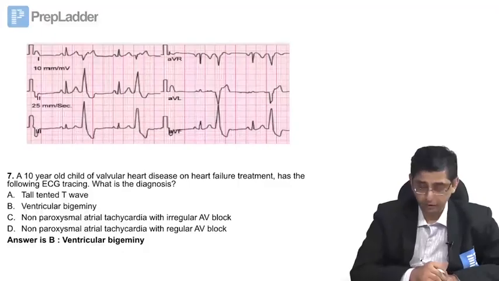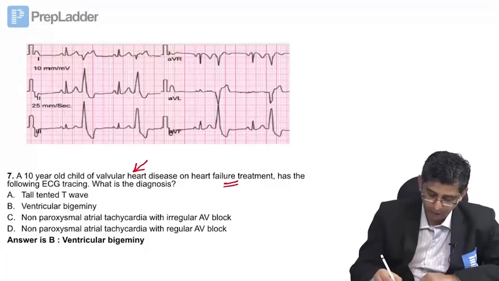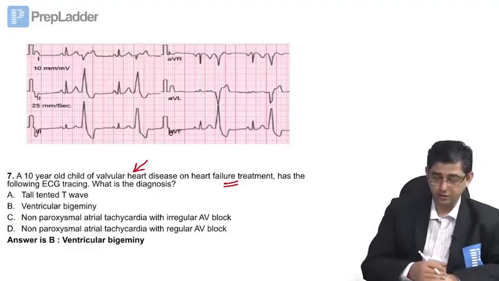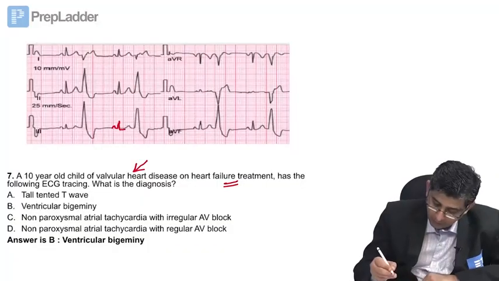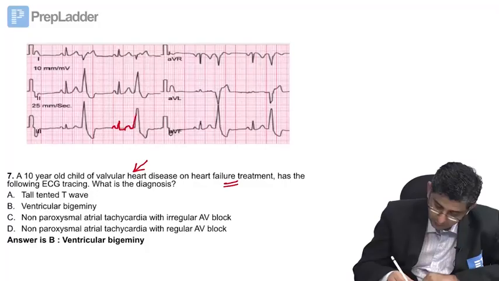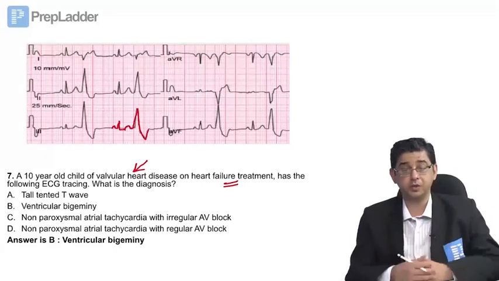A 10-year-old child with valvular heart disease is on heart failure treatment and the ECG is shown here. Let's just trace out the ECG. This is the P wave followed by QRS complex, then a T wave, and then there is a premature ventricular contraction, a hugely wide QRS complex that you can see.